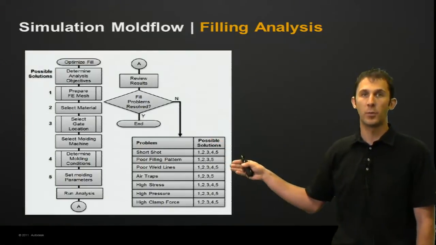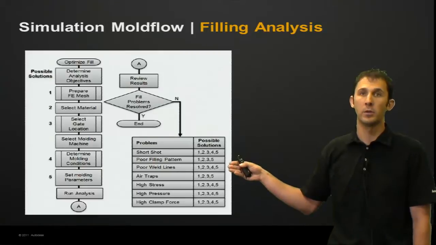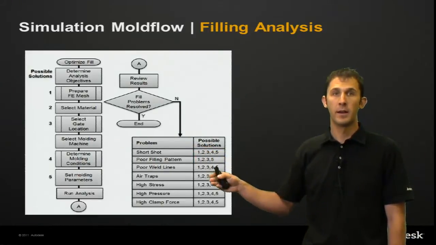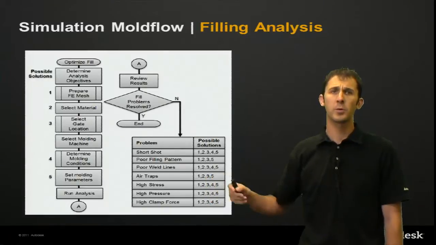And what are those kinds of problems? You may see these now and wonder, how can you fix them? Well, you may have things like short shots or poor filling pattern, air traps, or high pressure requirements.